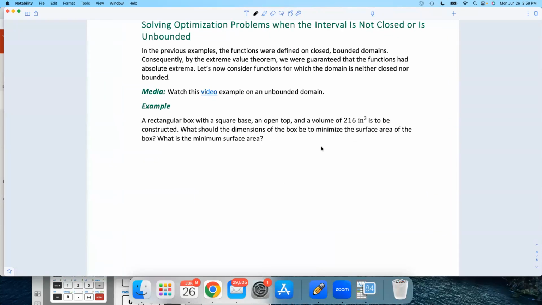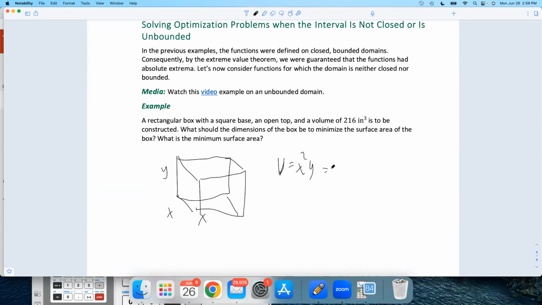Okay, so pause and read the question. Hopefully you've done that. All right, so we've got ourselves some kind of box. Now we know we have a square base. I'm going to call both sides down here x, and I'm going to call the height y. You can call them whatever you want. Then volume would be x squared y. And I'm told that my volume is 216 cubic inches. I want to minimize the surface area.